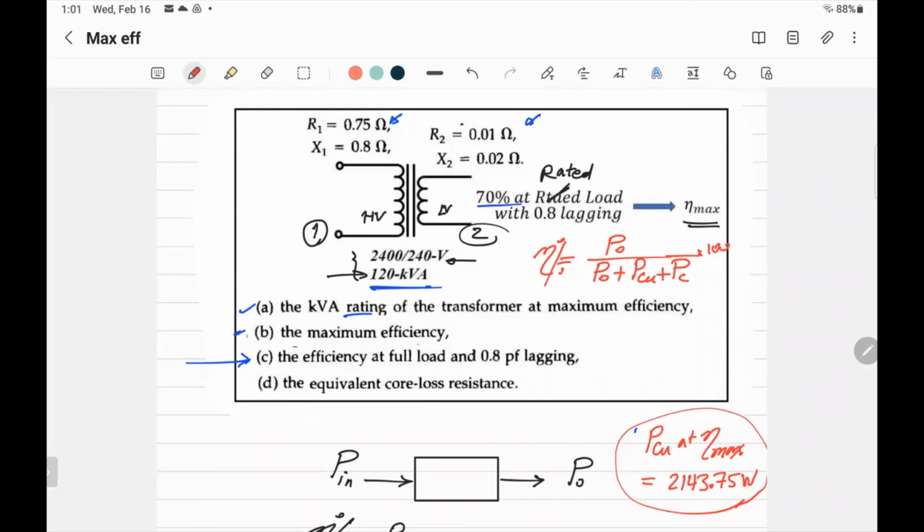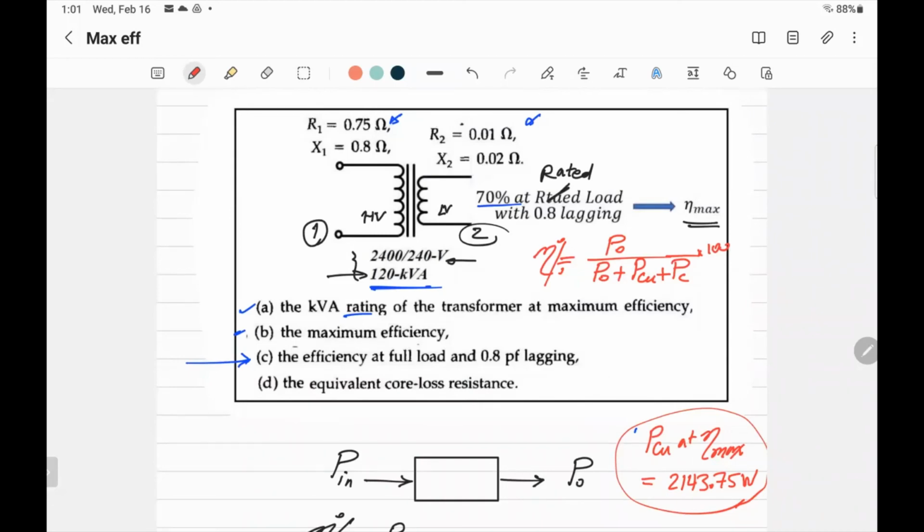You do the problem, I gave you the formula already. The efficiency formula is correct all the time: output power divided by input power. Input power is equal to output power plus the losses. You always have two losses, core loss and copper loss in the transformer. Output power and copper loss change with the load because the current will change. So you're going to use the full load current, which is 50 amps that we did before.